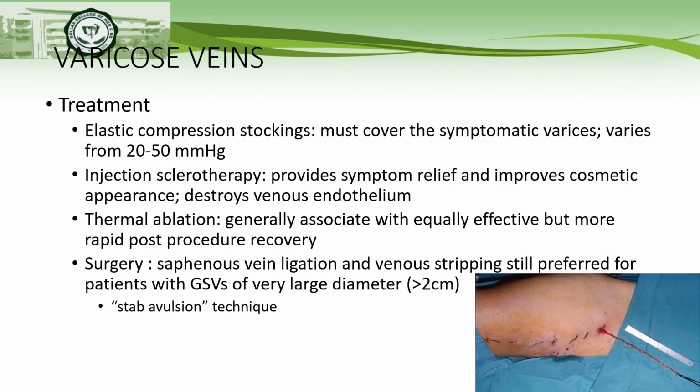Treatment is basically conservative, mostly elastic compression stockings. This must cover the symptomatic varices. So the compression stockings are varied. They come in different pressures. So from 20 millimeters mercury up to 50 millimeters mercury. So it can be knee high, it can be thigh high, some can even reach the hip. So it depends on the use of the patient.